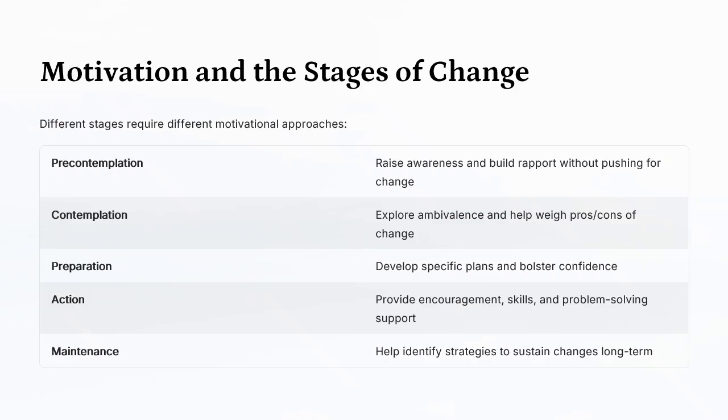Maintenance. The person has sustained their behavior change for at least 6 months and is working to prevent relapse. Their new behavior has become a regular part of their life. The practitioner helps them identify and use strategies to prevent slips and build a new, healthier lifestyle.